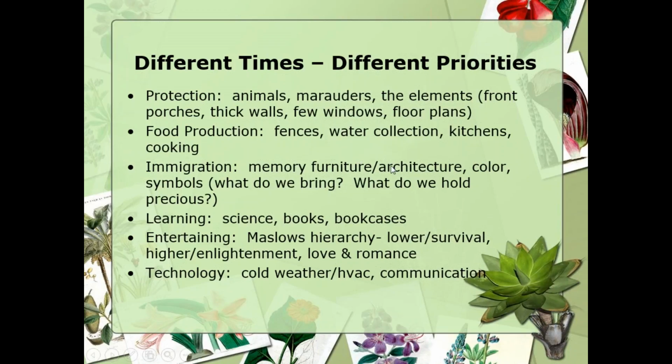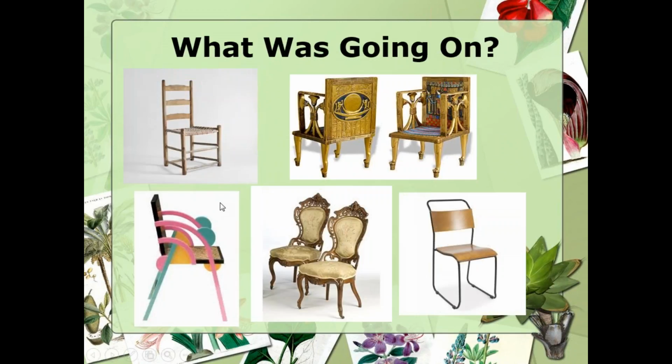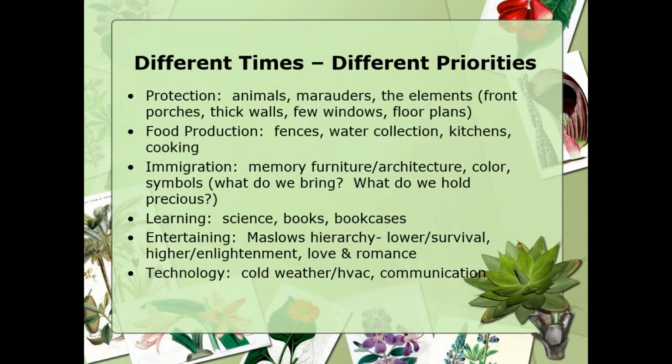Immigration, memory, furniture, architecture, color, symbols. What do we bring? What do we hold precious? That was the piece where I talked about it's become a thing where we don't really have a carbon footprint anymore. We're going more and more to digital. We're losing our memories and photos on a daily basis because it's up in the cloud and it goes missing. So thinking about how that affects us eventually will be an interesting topic of discussion.